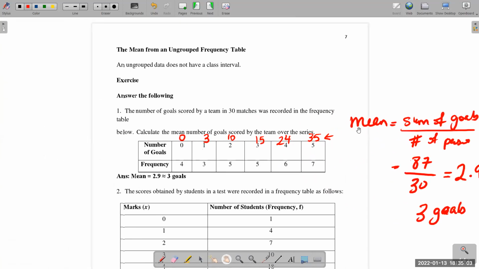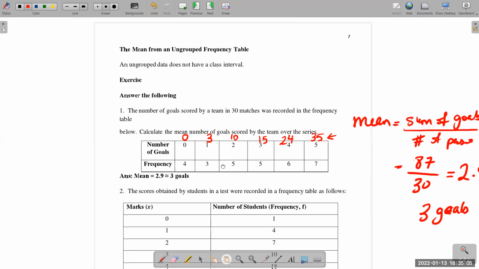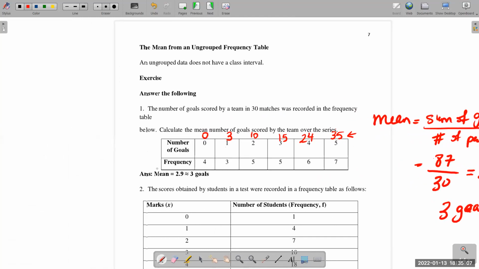So we found the mean. Guess what we need to find now? What would you consider to be the mode? What is the mode number of goals for this information here? Let me see who's thinking. Which one is the mode?